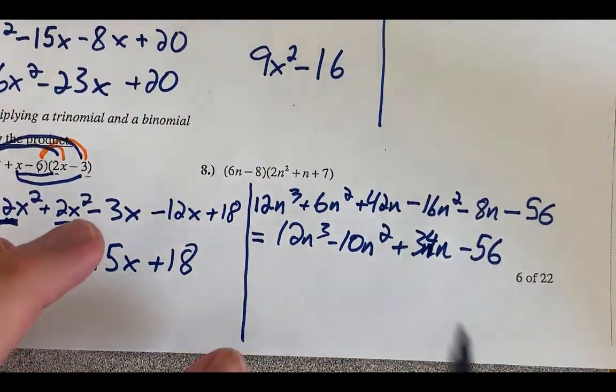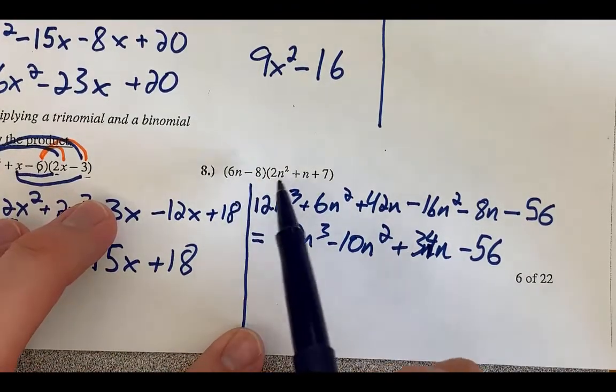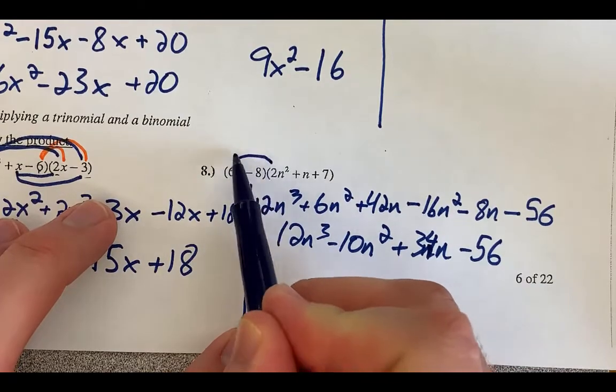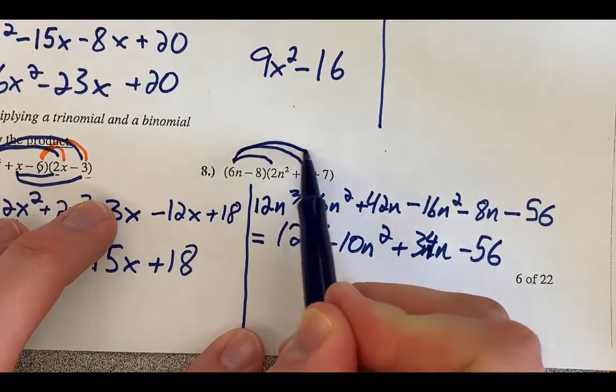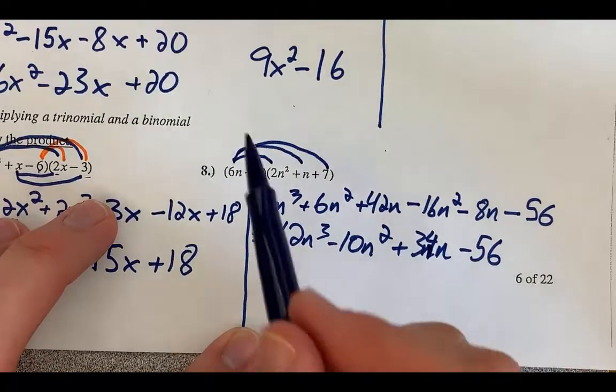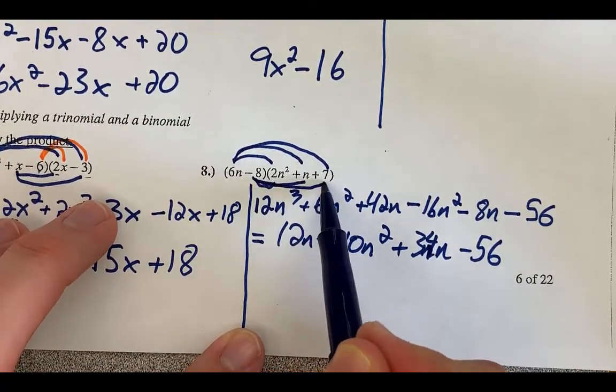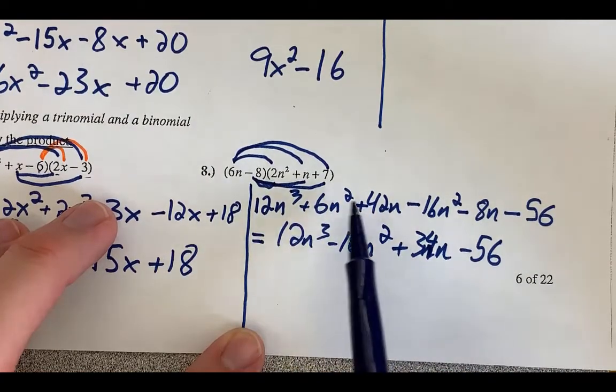I do want to just emphasize this is a little bit different than the other one, but the process, again, is still the same. So you can take 6n, multiply it here, here, and here, multiply it by everything, and then take -8 and also multiply that by everything. And that's where you're getting these terms right here, okay?